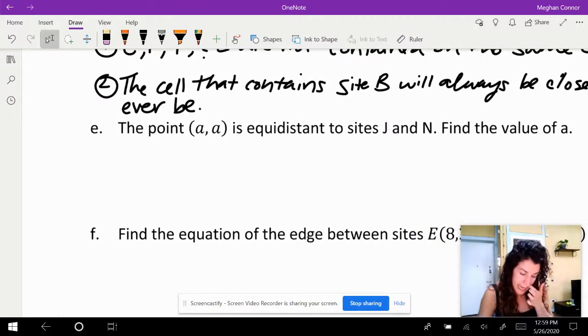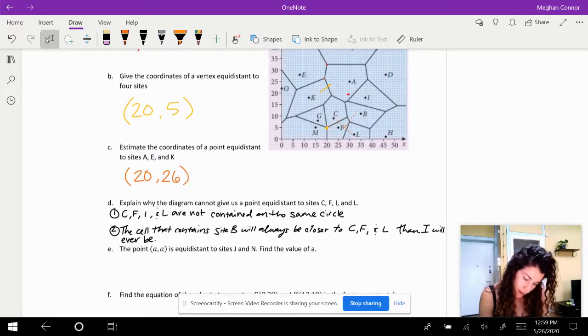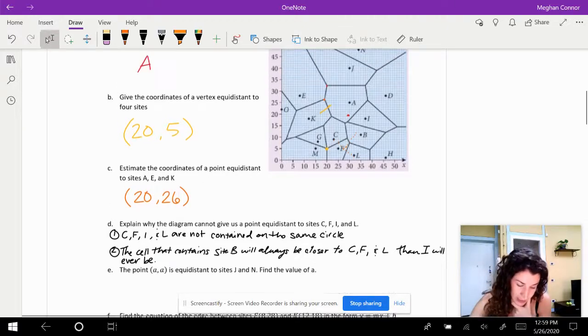Okay, the point (a, a) is equidistant to site J and N. Find the value of a. So there is a point, and using the same variable for both x and y means that they'll be the same number. So equidistant to site J and N means it will lie on the perpendicular bisector that separates J and N. So we need to find the perpendicular bisector that goes between J and N.